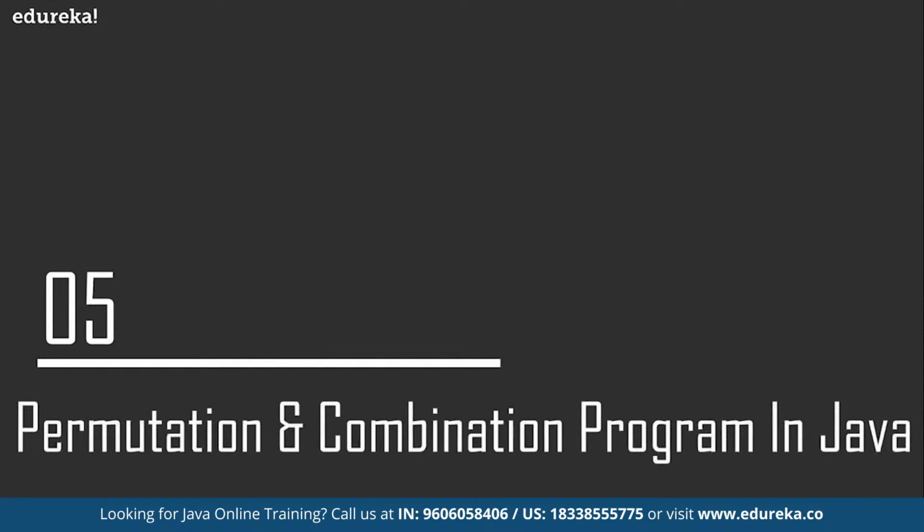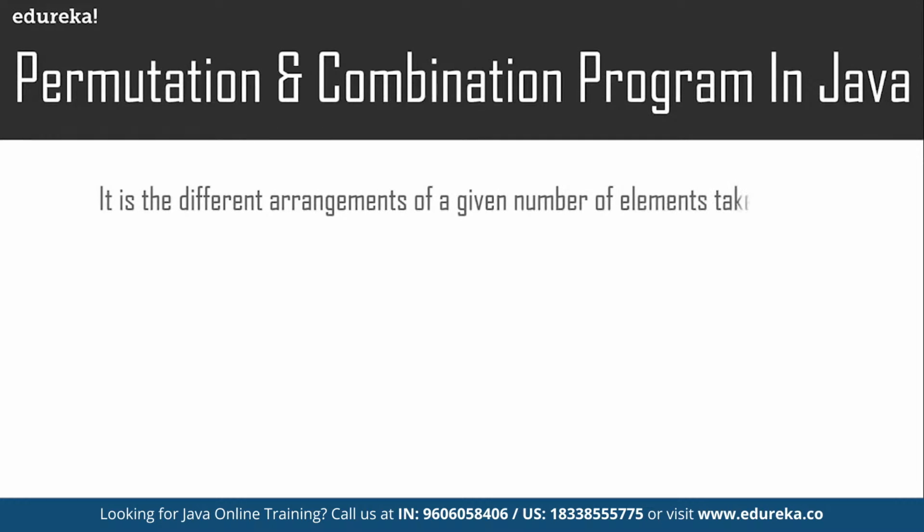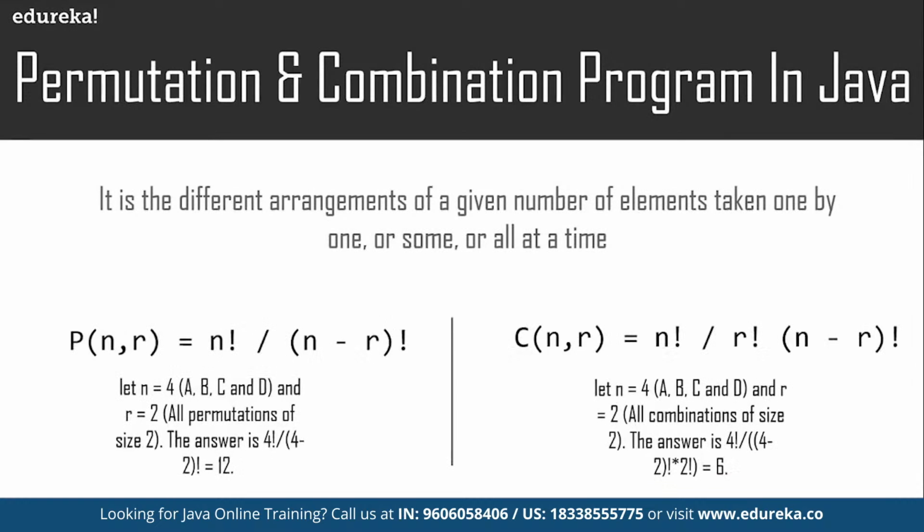So next we have permutation and combination program in Java. So what is permutation and combination? It is nothing but the different arrangements of a given number of elements taken one by one, or some, or all at a time. So if I want to calculate a permutation of a number, I'll give the value of n as 4, say ABCD, and r value will be 2, that is the size. So when I calculate it, it will be n factorial, that is 4 factorial, divided by 4 minus 2 factorial, which is equal to 12. Because 4 minus 2 is 2 factorial, and I can write 4 into 3 into 2 factorial divided by 2 factorial. So 4 into 3 is 12.